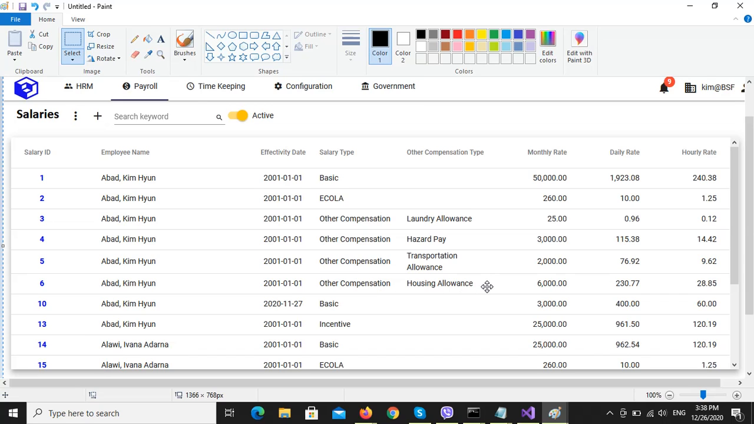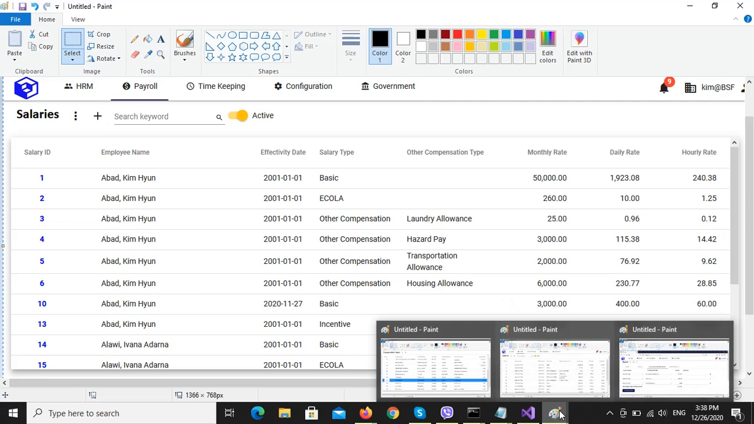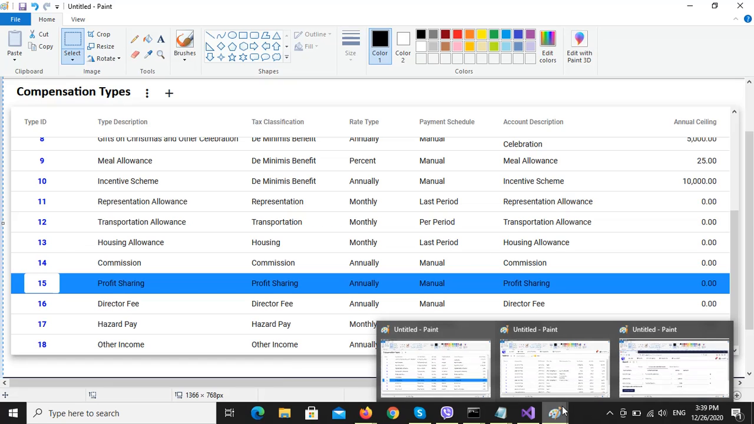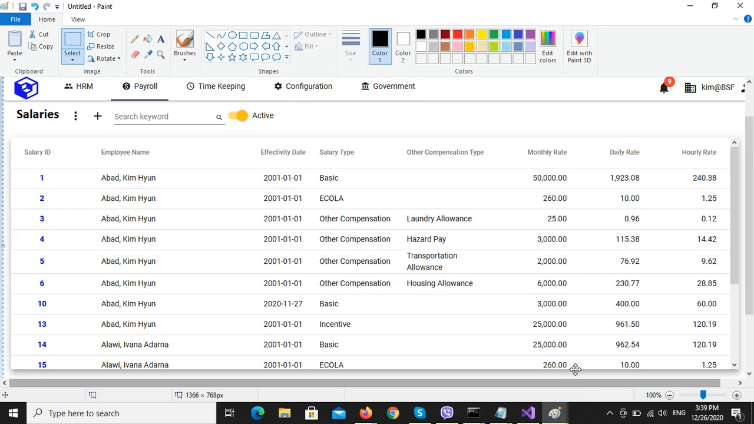Okay, why is it not included? That's because in the compensation type, the housing allowance is actually on the last period. Now the payroll that we have generated is actually on the first period. So that's why it's not included. And also, please take note of the amount. So the hazard pay here is 3,000 and laundry allowance is 25 and transportation is 2,000.